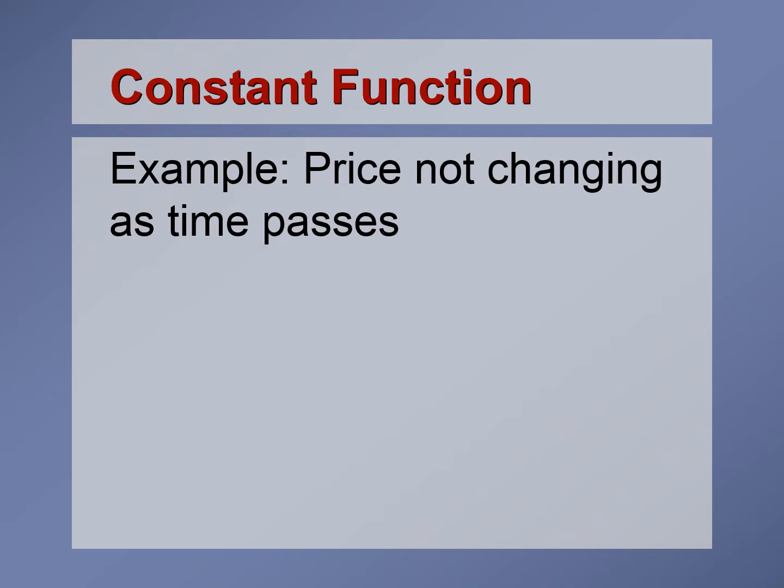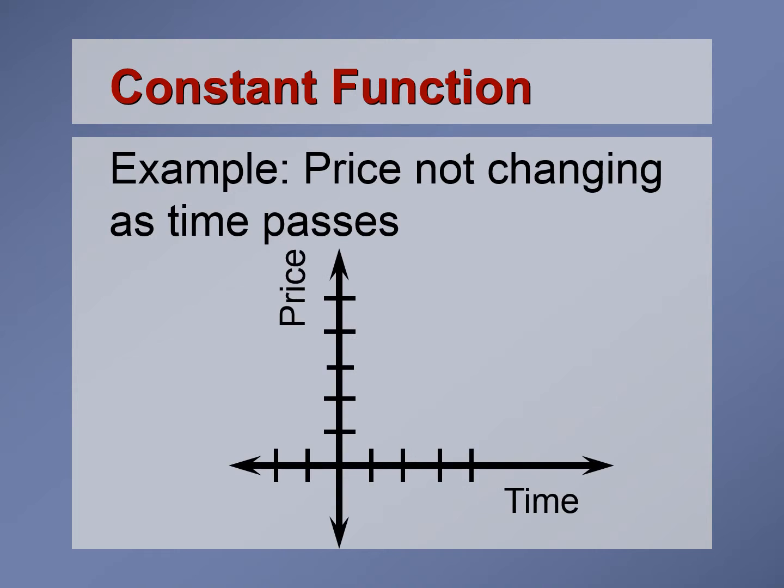An example of this would be if you have a cost of something, and even after so many years, the price is still the same, the price doesn't change regardless of the time passing. That's a good example of a constant function. So for example, let's say the price was $3. So even after 1 month, it's still $3. 2 months, still $3. 3 months, still $3.